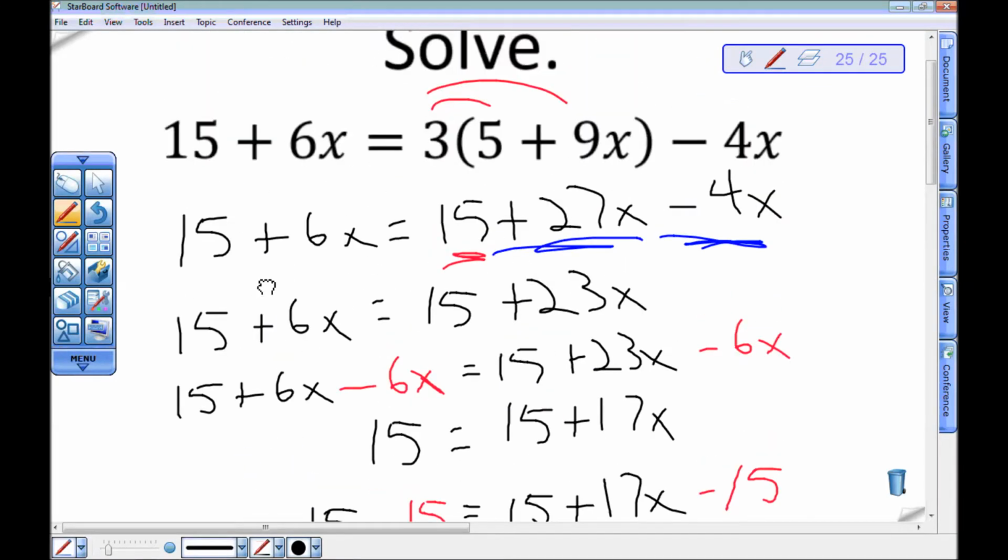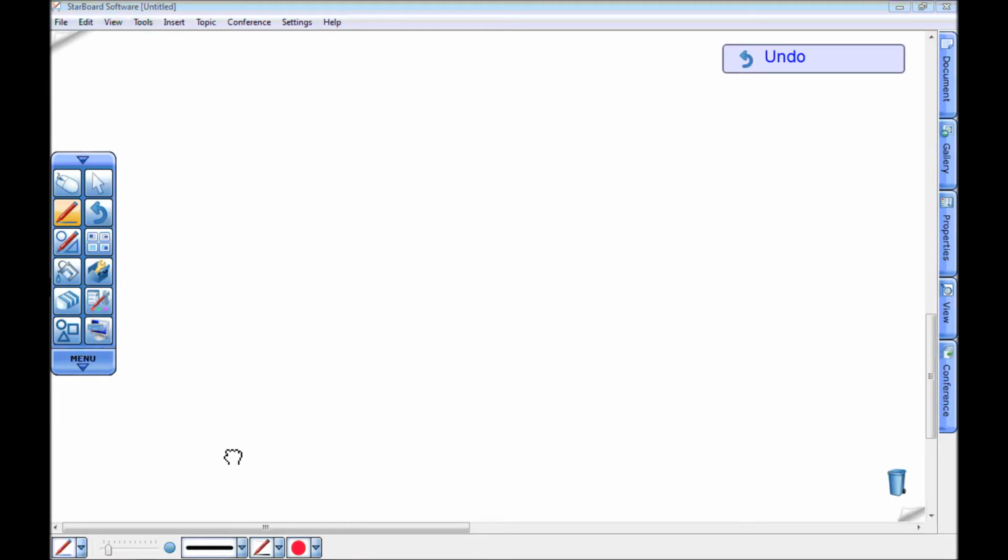And just to check, if we go back to our original equation and put in 0, well, that's pretty easy to do. 0 here will make this go away, because 6 times 0 is 0. 0 here will make this go away, because 9 times 0 is 0. 0 here will make this go away, because 4 times 0 is 0. 15 equals 3 times 5? Yeah. 0 is my solution to that equation, because when I put it in, I get a true equation. So 0 is the solution.